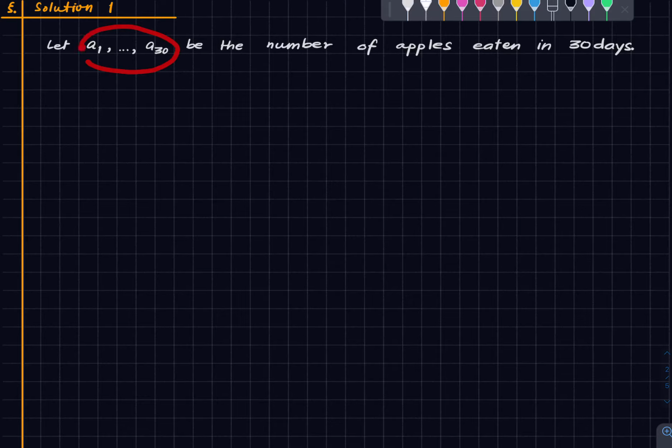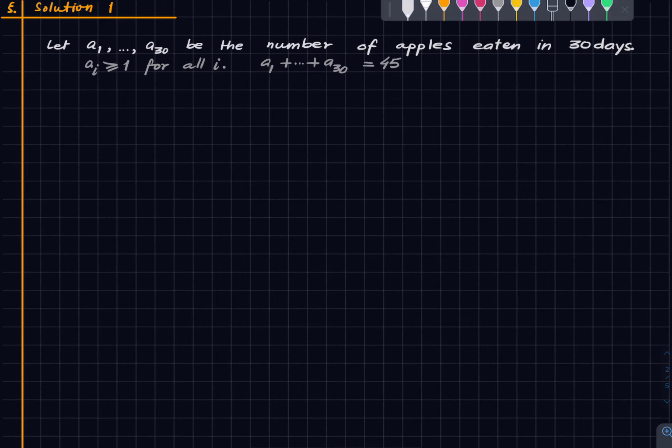So let us say A1, A2, A3 up to A30 be the number of apples that have been eaten in the 30 days. So on day 1, so many apples, then day 2 and so on day 30. All right. Note that Ai is at least 1 for all i. Why? Because it was given that he eats at least one apple every day. We also know that the sum of all the Ai's is 45 because he eats a total of 45 apples.